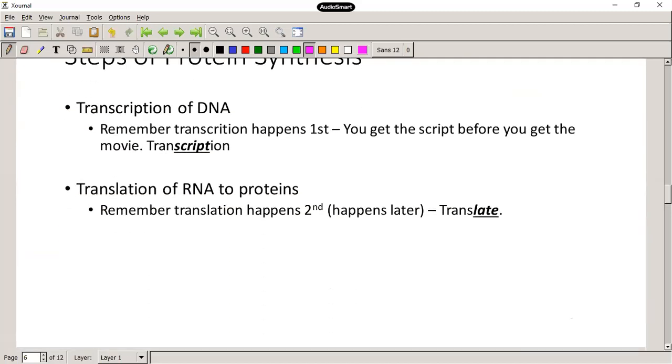Okay. Now, just on transcription and translation, because the two words sound so very similar and close to one another, I just have a way for you to memorize which one comes first and which one comes second. When we're making a movie, we have a script first. So transcription. And then only after we've done the movie do we translate it into other languages. Okay, so we have transcription first, translation second.